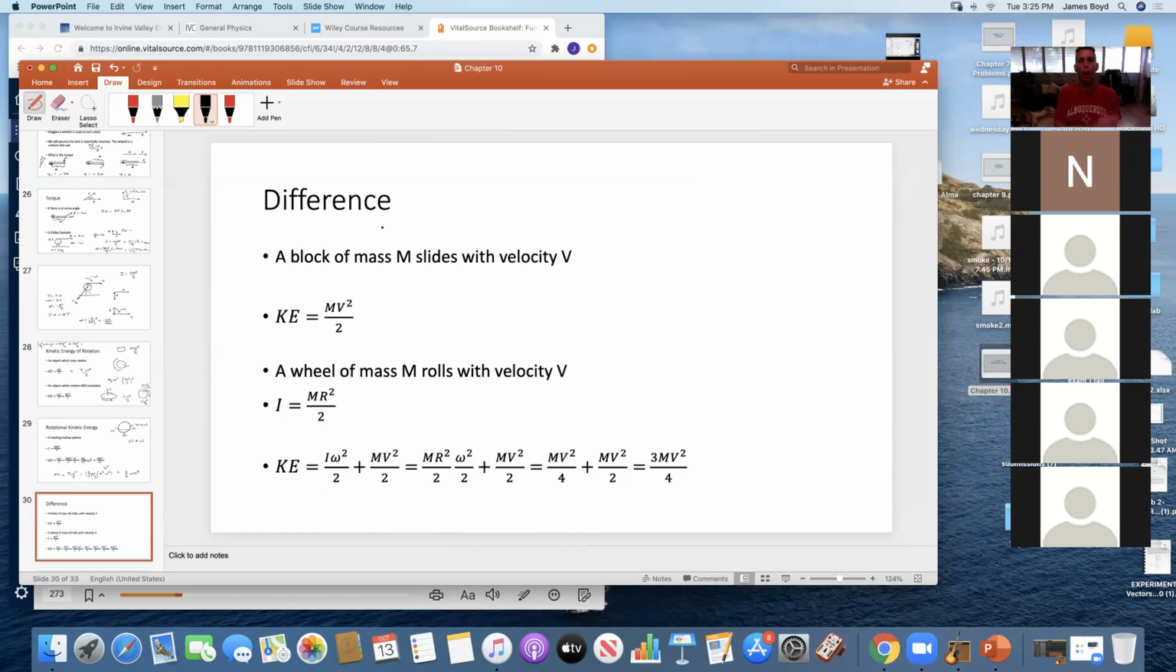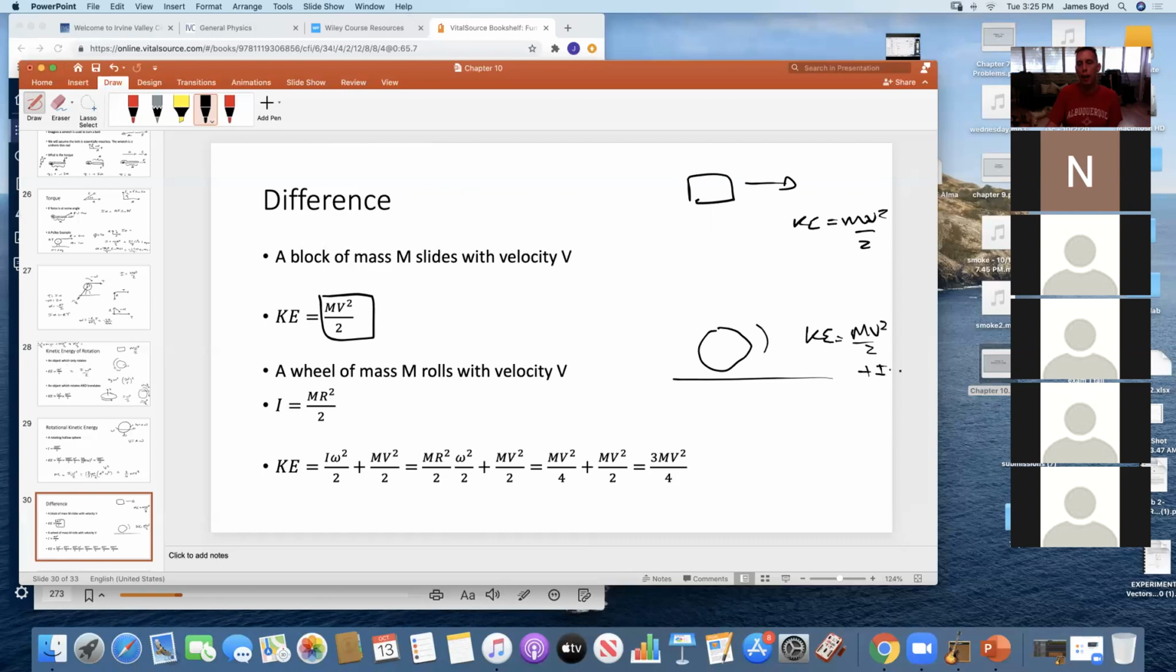So let's look at that again. A block sliding has kinetic energy mv squared over 2. A wheel with the exact same mass as this block and with the same velocity, okay, has extra. What you do is you write for the block sliding, the kinetic energy is mv squared over 2. But for the wheel, as it rotates, you write kinetic energy is mv squared over 2 plus I omega squared over 2, where I for a disk is mr squared over 2. So I omega squared over 2 is m r squared omega squared over 4. This, though, is v squared. So this term is mv squared over 4. This is the normal kinetic energy. Add those together and you get 3/4 mv squared.